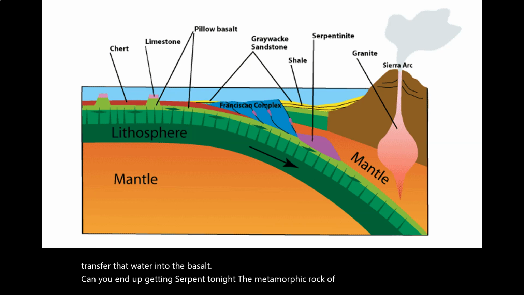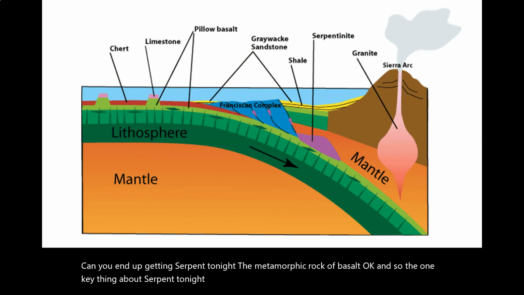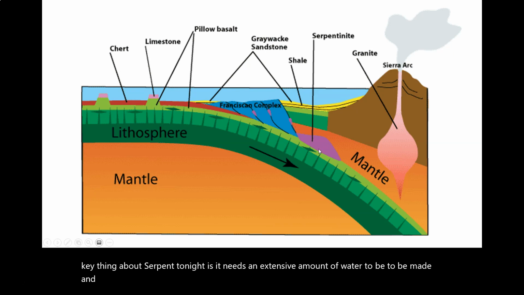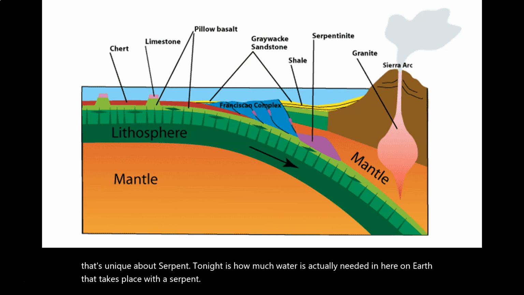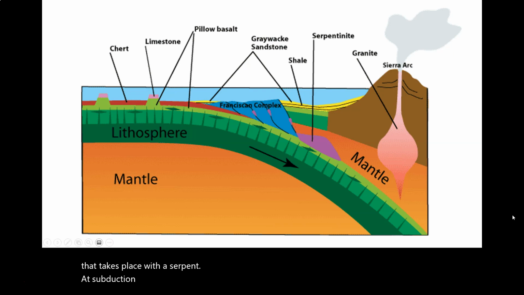Okay, and so the one key thing about serpentinite is it needs an extensive amount of water to be made, and so that's why it tends to form in these types of environments. So that's a key thing that's unique about serpentinite, is how much water is actually needed. And here on Earth, that takes place at subduction zones, generating that serpentinite.